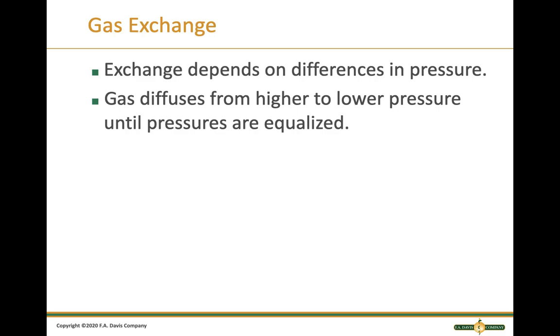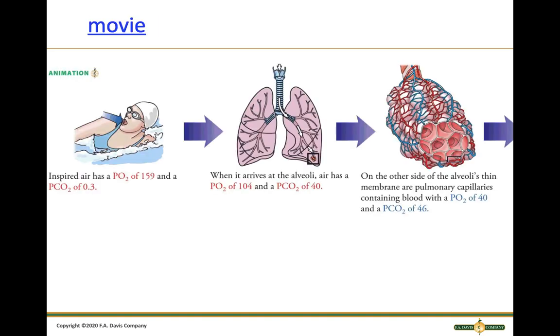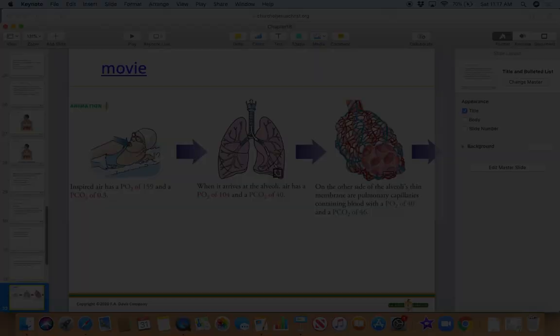So gas exchange depends on differences in pressure, and gas is going to diffuse from higher to lower pressure until those pressures are equalized. So the air we breathe in is about 80% nitrogen and about 20% oxygen and less than 1% carbon dioxide. But each gas in the mixture has a certain pressure called its partial pressure. So we're going to watch this movie that explains this.